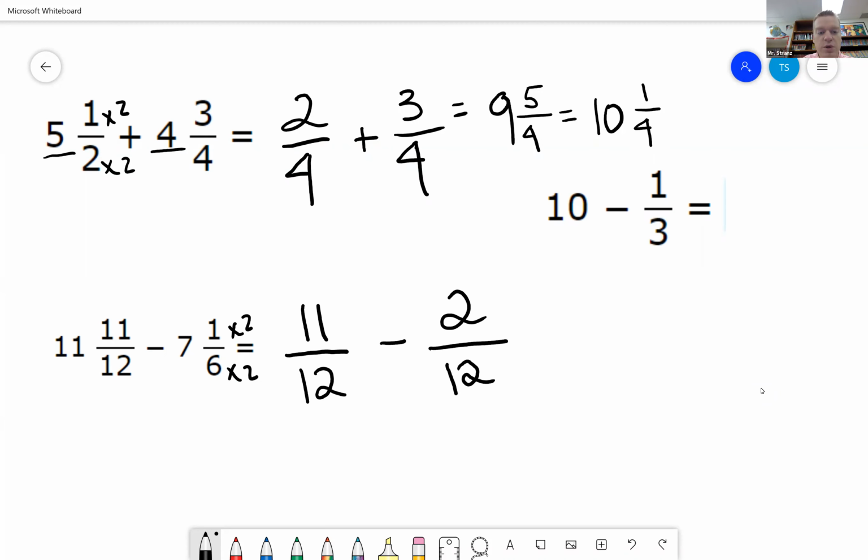Okay, so 11 minus 2 is going to be 9. 9/12. I take my whole numbers and I put them back on. 11 minus 7, which is 4. Okay, so 4 9/12. If you wanted to simplify that even lower, 4 and 9/12, 3 goes into each one, so 3/4.